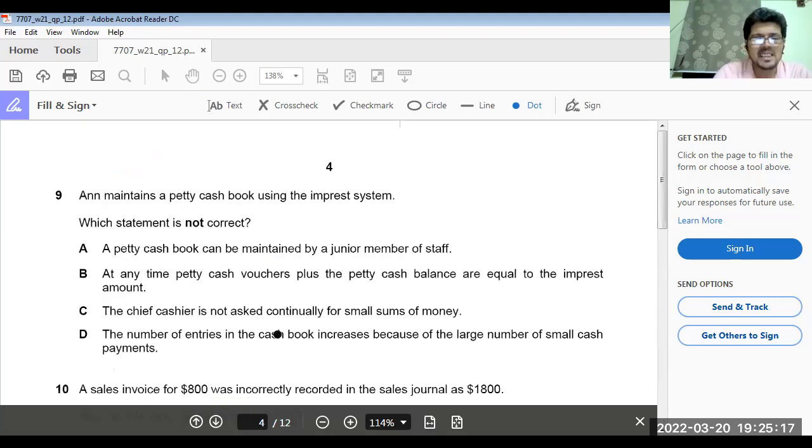Okay. And maintains a petty cash book using the imprest system. Which statement is not correct? Okay. So we have to be careful which statement is not correct. Now, the petty cash book is maintained by a junior member of staff. Yes, it's true. Okay. At any time, vouchers plus the petty cash balance are equal to the imprest amount. Yes.